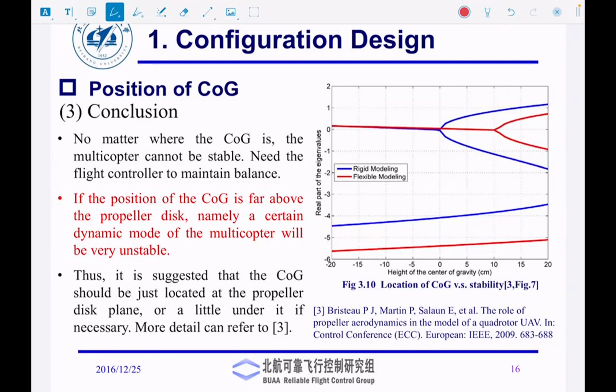I want you to track the blue line on the top. You would notice as the height of the center of gravity increases, after some time you would observe the real part of the eigenvalues become positive, and that is actually an instability. So you would want to avoid that.